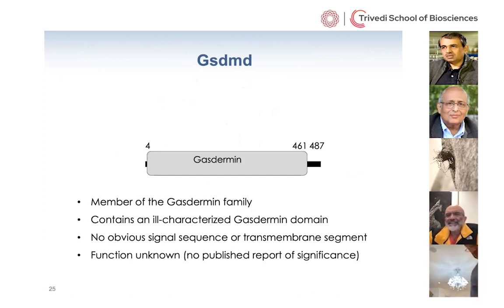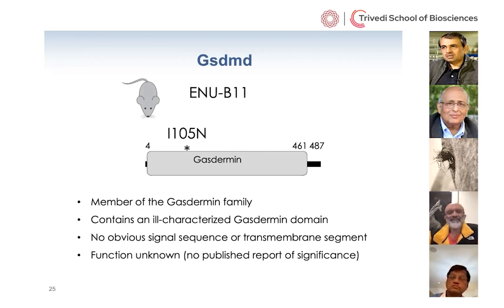I'd never heard of Gasdermin D. So what is Gasdermin D? Went to the library. It's a member of the Gasdermin family, contains an ill-characterized Gasdermin domain, no obvious signal sequence or transmembrane segment, function unknown. This is 2015. Like, whoa, that's not very helpful. And the mutation was an isoleucine 105 to asparagine.